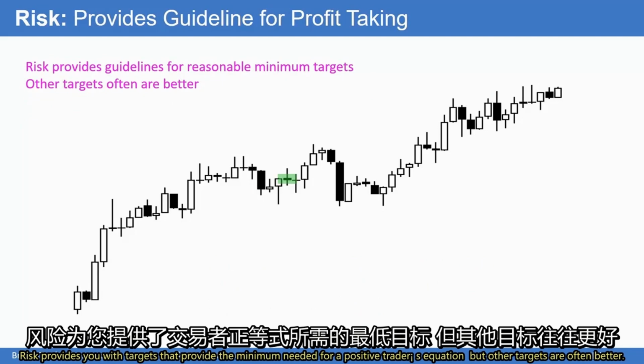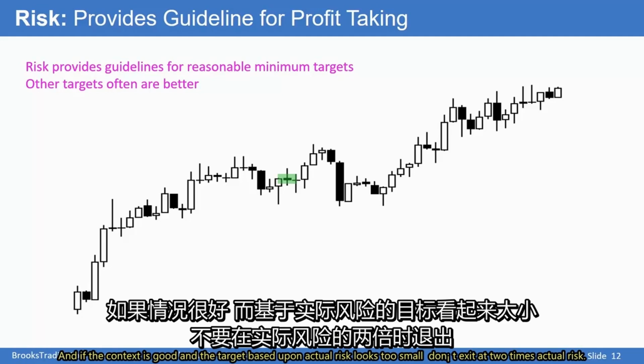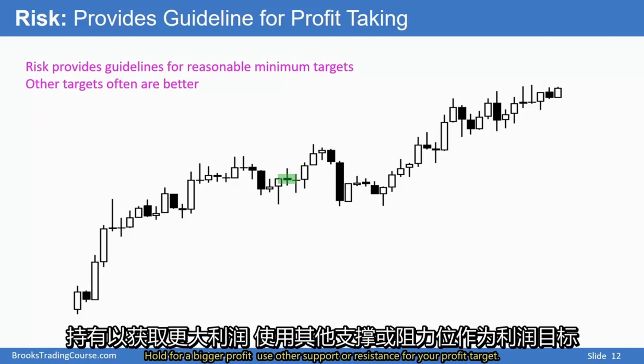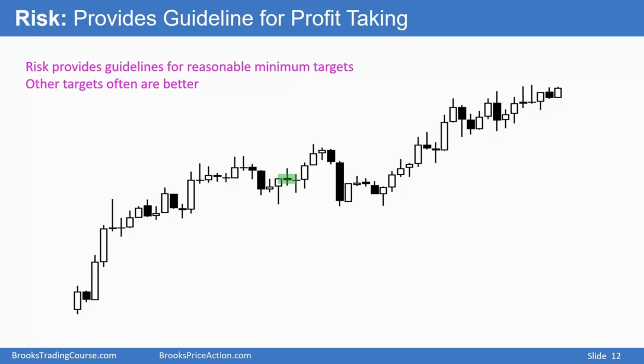Risk provides you with targets that provide the minimum needed for a positive trader's equation, but other targets are often better. And if the context is good and the target based upon actual risk looks too small, don't exit at 2 times actual risk. Hold for a bigger profit. Use other support or resistance for your profit target.